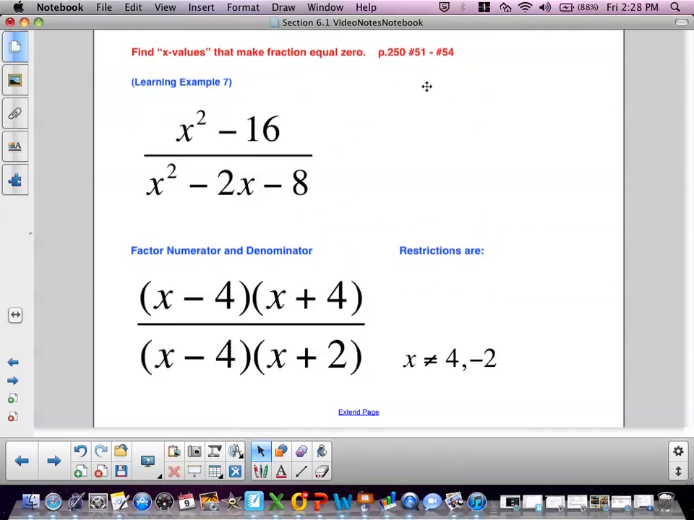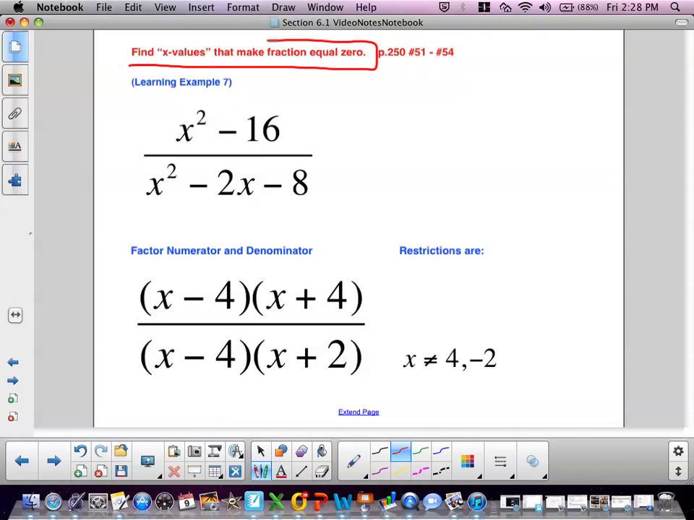The last example that I would like to do in section 6.1, you can see that the instructions for this particular problem ask you to find the x value that makes the entire fraction equal 0. When the fraction itself equals 0, you're looking for values that make the numerator equal to 0. But we still have to go through all of the steps that we had to go through prior to this problem set. So the first thing to do is factor both numerator and denominator, and I've successfully done that here.